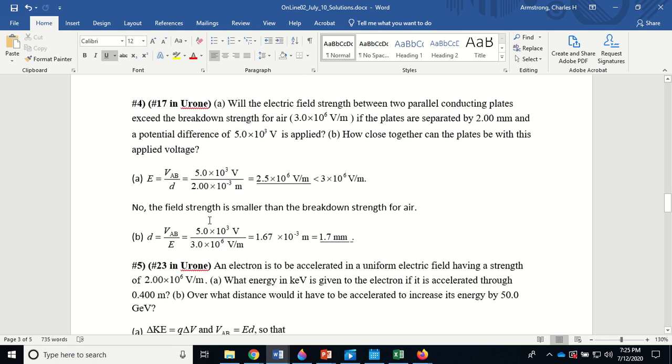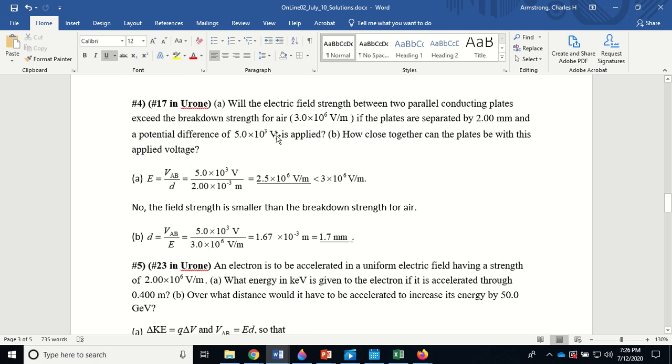Will the electric field strength between parallel conducting plates exceed the breakdown strength for air? That's kind of like a lightning strike. If we get too strong of an electric field, the air breaks down. If the plates are separated by 2 millimeters and the potential difference is 5 times 10 to the third volts, well, we just figure out what electric field we have.